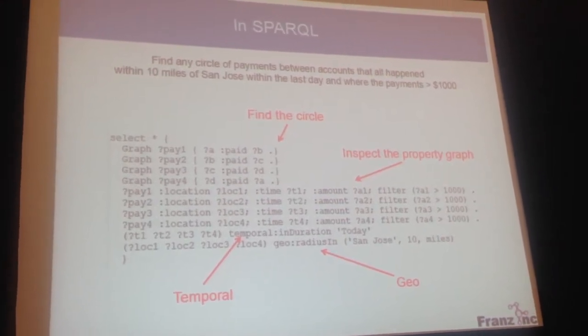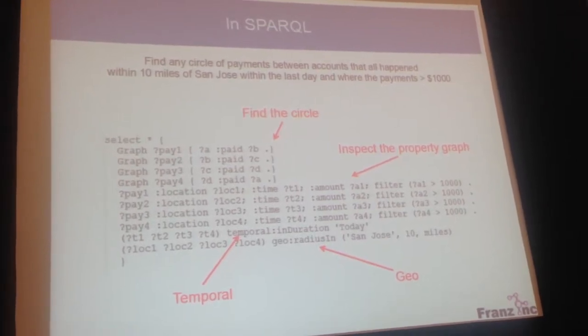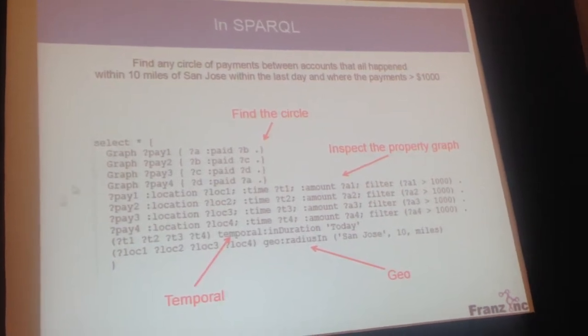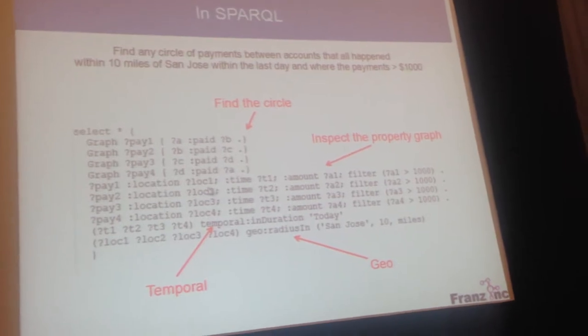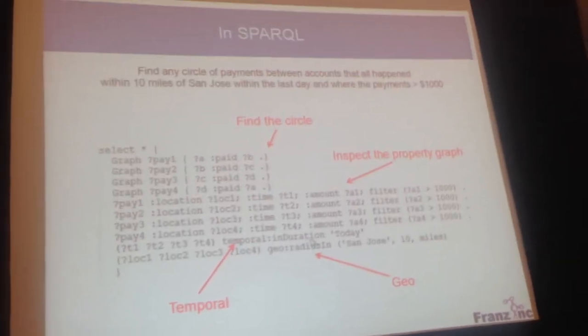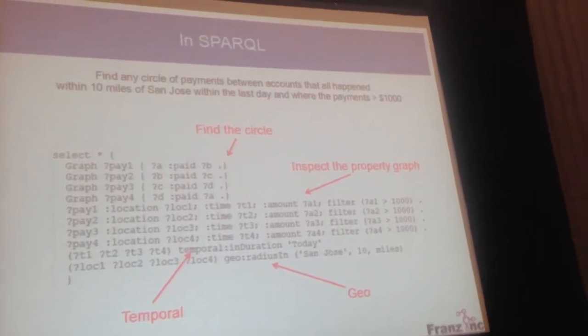Here's a query where we try to find the ring of payments, where the first part of the query will try to find the circle. And when we find the circle, we also find the handles for the payments, and then we can look at the property graph for each of these links, and then we can say, well, it has to be 2 days, and it has to be 10 miles off somewhere.